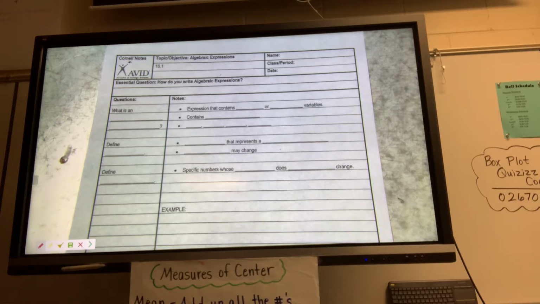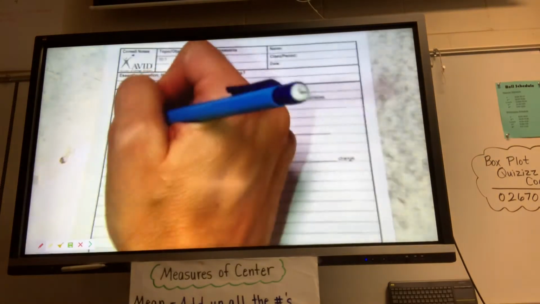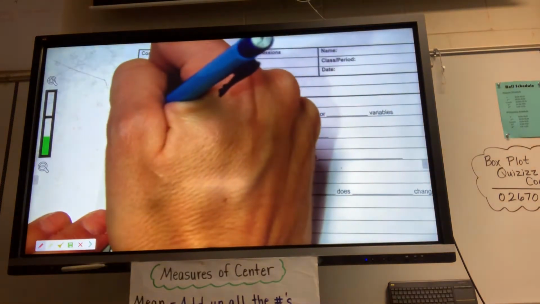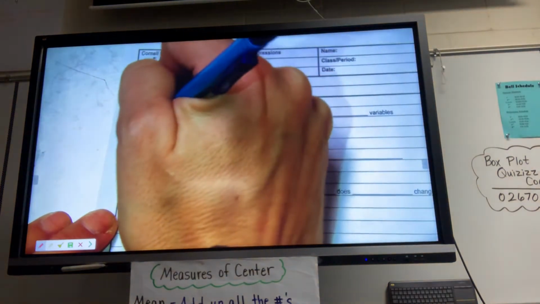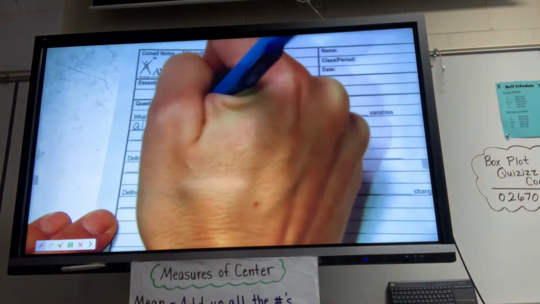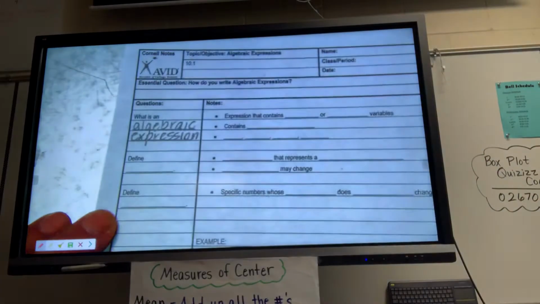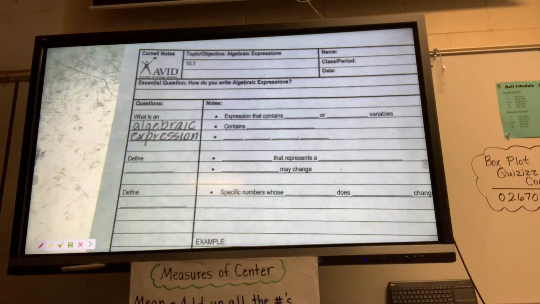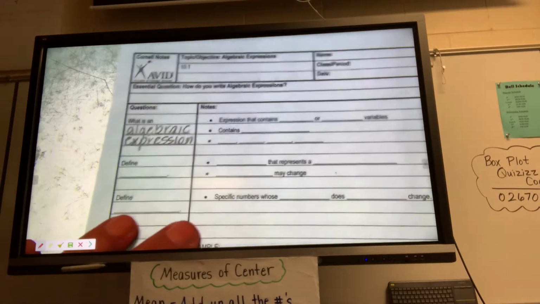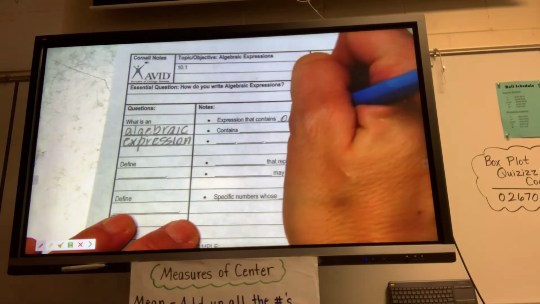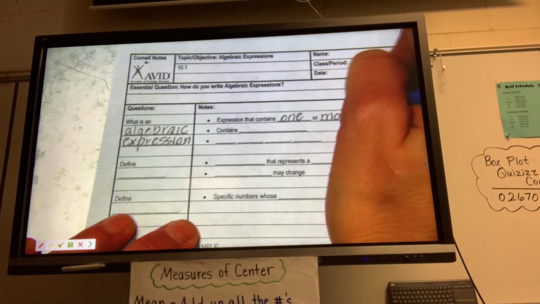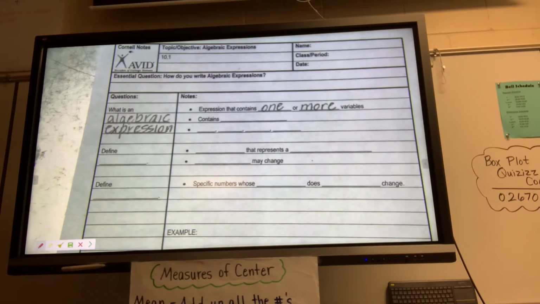Module 10, Lesson 1, this is how do you write algebraic expressions. So the first thing that we need to look at is what is an algebraic expression. Remember that an expression does not have an equal sign. And it's going to contain one or more variables. Remember that a variable is a letter that represents a number.